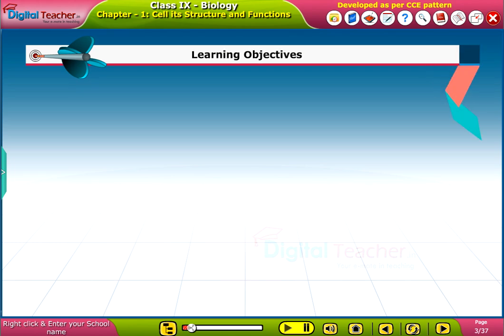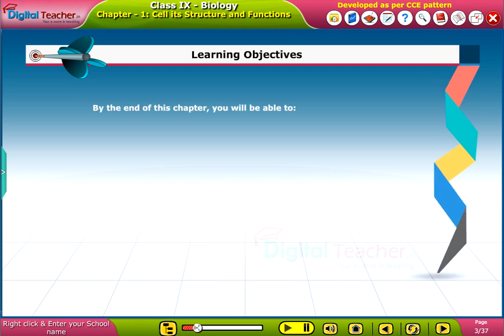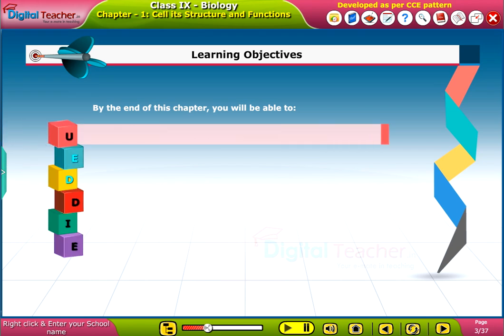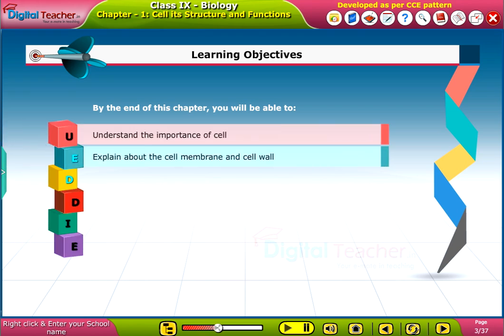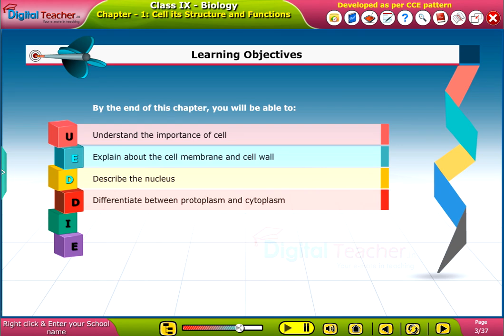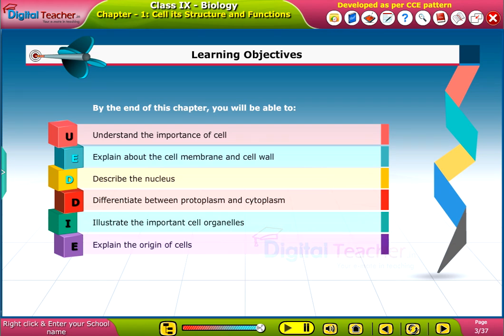Learning objectives. By the end of this chapter, you will be able to understand the importance of cell, explain about the cell membrane and cell wall, describe the nucleus, differentiate between protoplasm and cytoplasm, illustrate the important cell organelles, and explain the origin of cells.